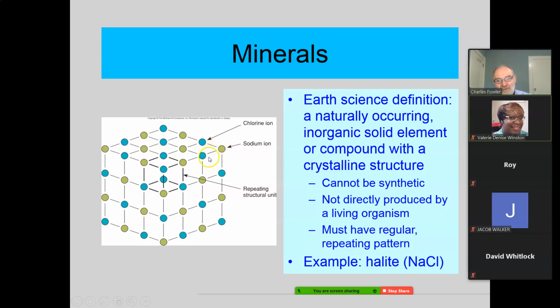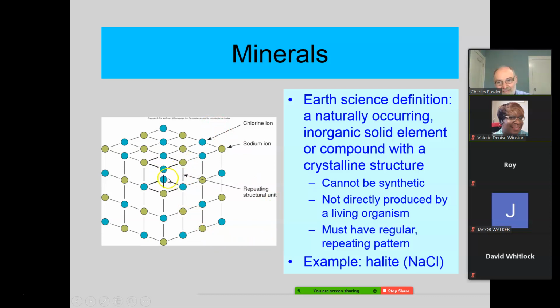And every sodium is connected only to chlorides. Every chloride is only connected to sodiums, okay? And they form little cubes, and we call this a cubic structure. It's a repeating pattern. Every sodium is connected to chlorine, but chlorines are only connected to sodiums. Does anyone see the error here?